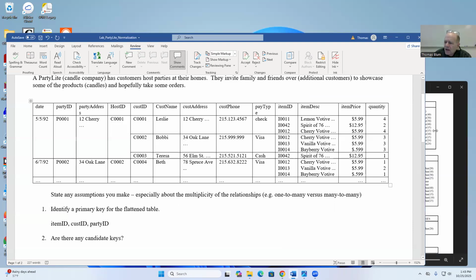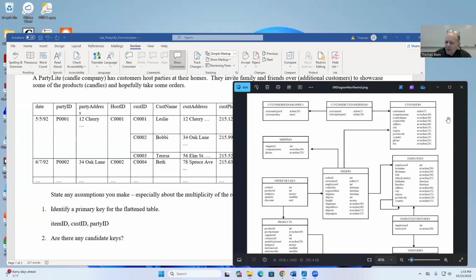Now, if we look back here, we're expecting to get somewhere along this idea. They have North Wind, they have a concept of order. Now we're going to need some kind of concept of order, but we don't have an order ID. So that's one question here: do we want to introduce an order ID? So let's say we did.